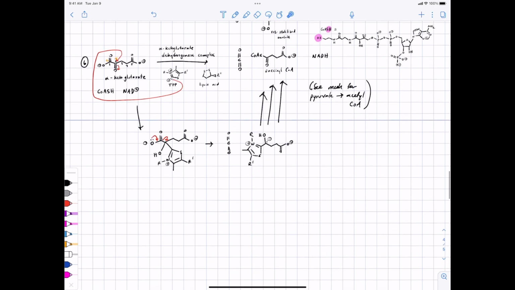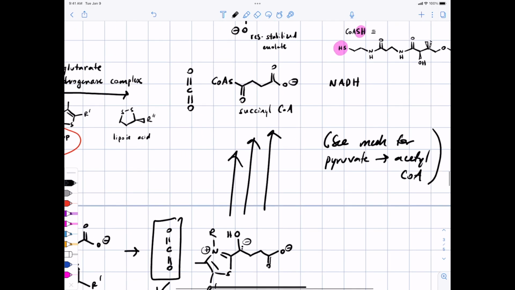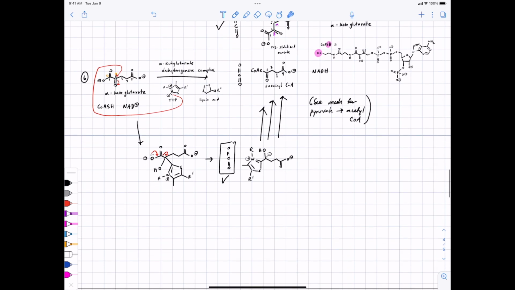Okay, so we've gotten rid of 2 molecules of CO2. There's our second one. We end up with this now 1, 2, 3, 4 carbon unit. It's sort of a dicarboxylic acid, but one of the 2 carboxylic acids is a thioester.